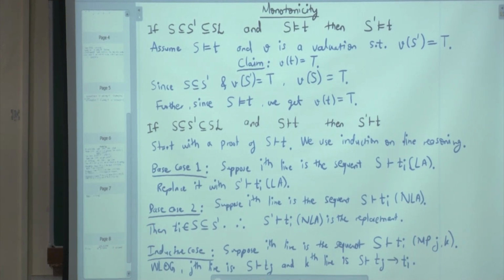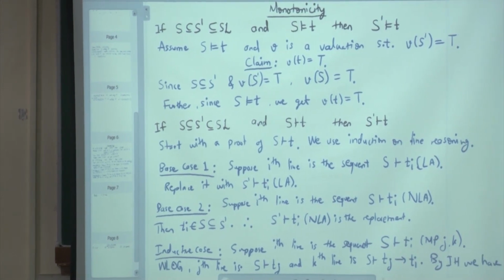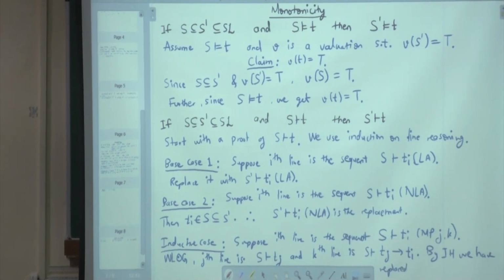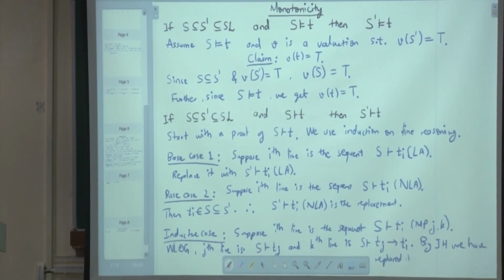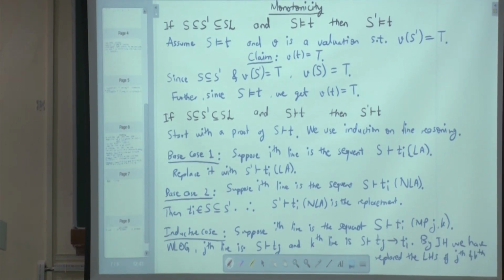So by induction hypothesis, we have replaced the LHS of the jth and kth lines by S prime, and therefore by MP, now new reasoning, MP on j, k gives the required new sequent.